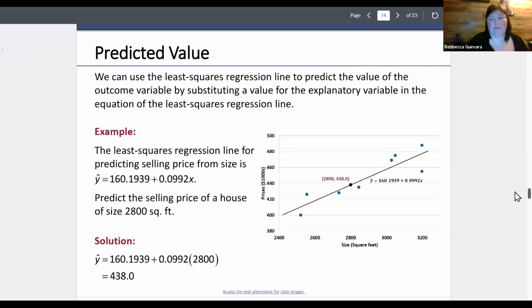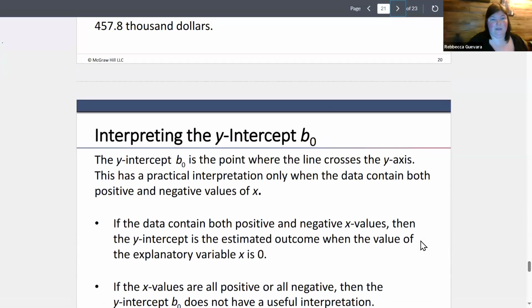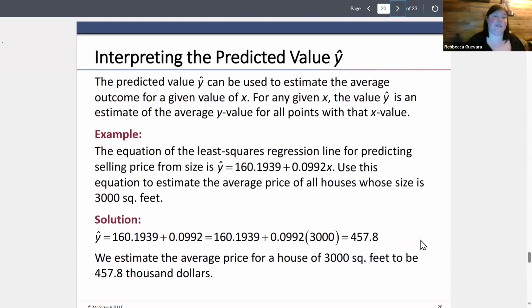I'm trying to grab my tool and go down. Okay, so like we said, we can use our equation to make predictions about y. It doesn't mean they're always going to be what really happened, though.